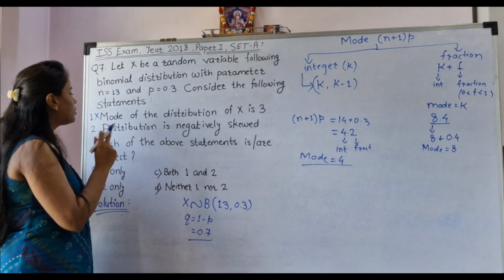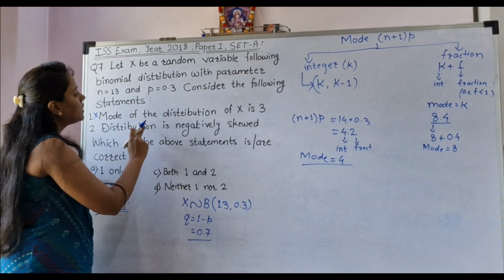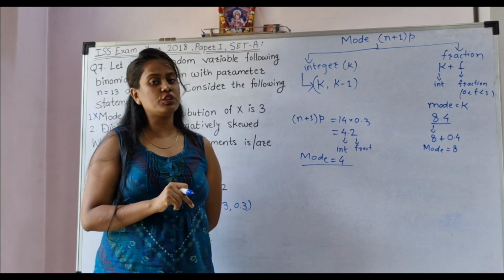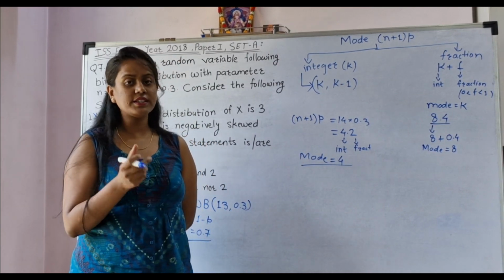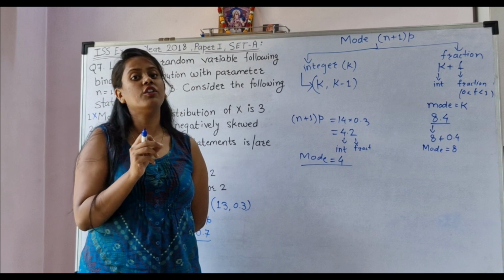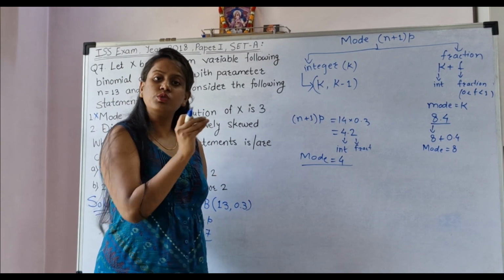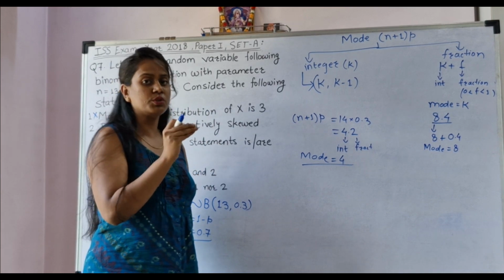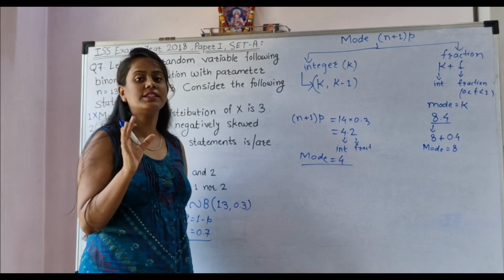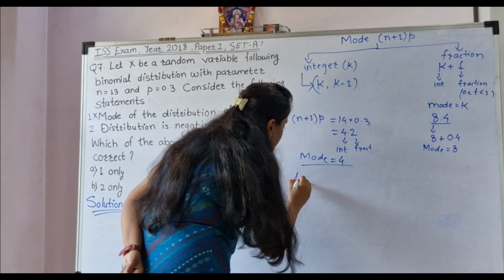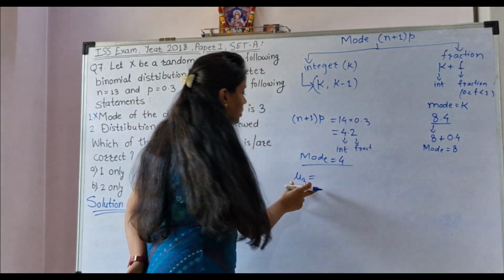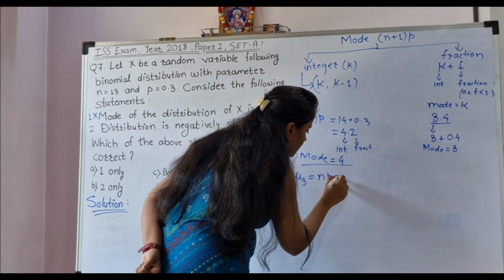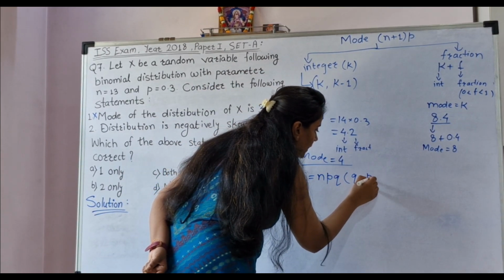Now let's check the second statement. Distribution is negatively skewed. See, when we want to check the sign of skewness, we check the sign of mu3. If mu3 is positive, our distribution is positively skewed. If mu3 is negative, our distribution is negatively skewed. So let's check here mu3. How do we calculate mu3 for binomial distribution? It is npq into q minus p.